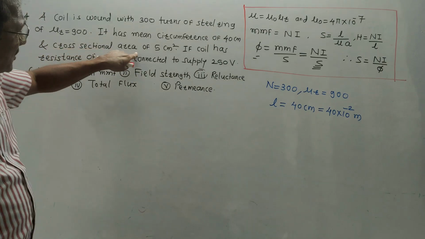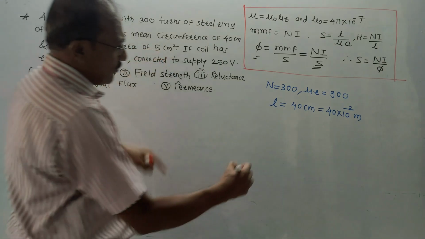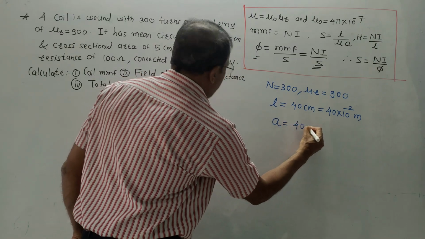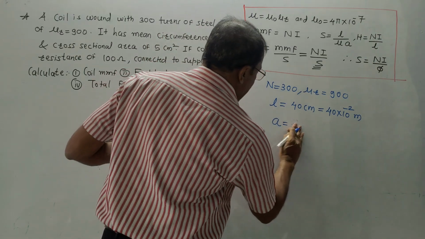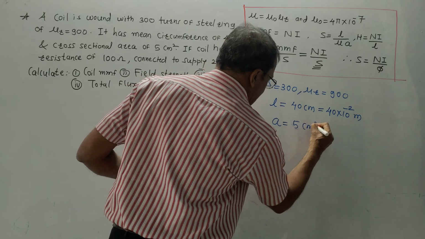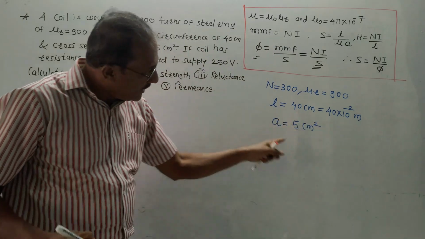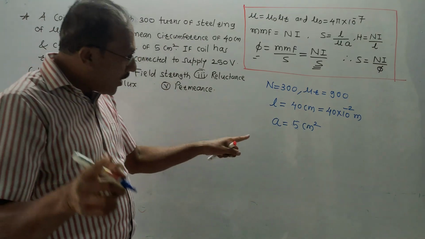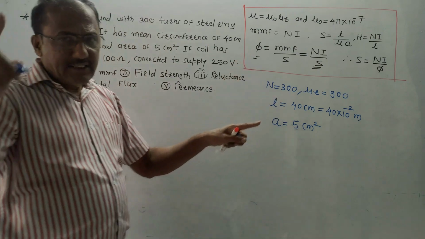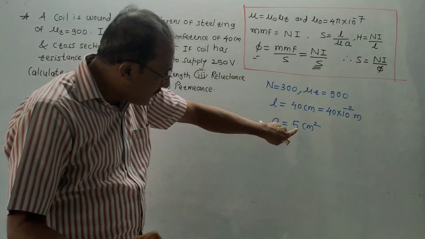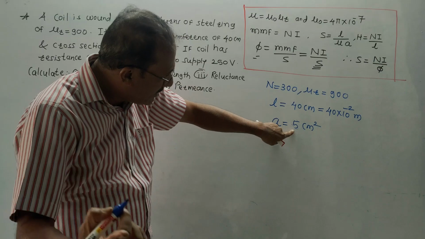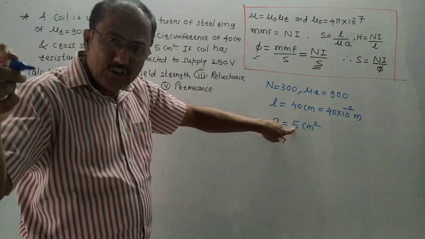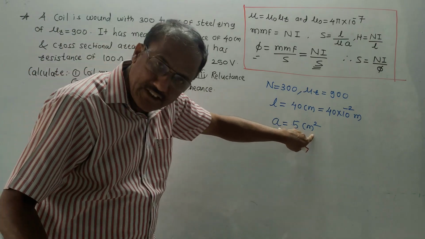Next, it has a cross-sectional area of 5 centimeter square. Cross-sectional area is denoted by small a, which is 5 centimeter square. Again, this given unit is centimeter square. We have to convert it into meter square. Dear students, one common mistake you need to avoid. As I said, 1 centimeter is 10 raised to minus 2 meters. So if you will try to convert it into SI unit, that means in meter square, only 5 into 10 raised to minus 2 is not sufficient because it is centimeter square.